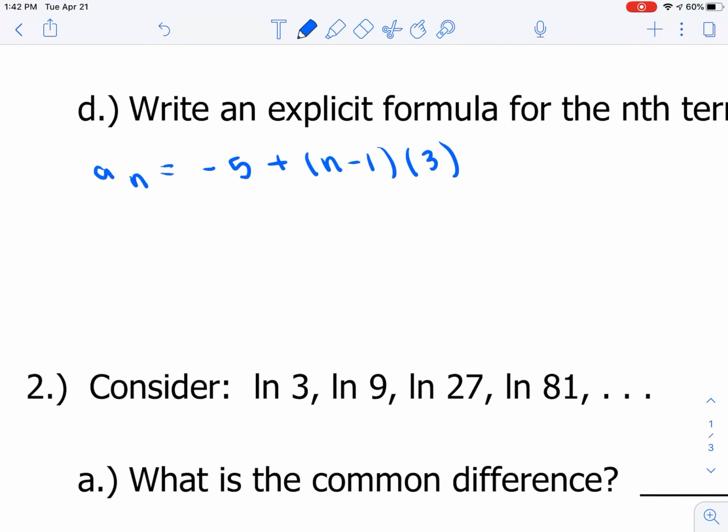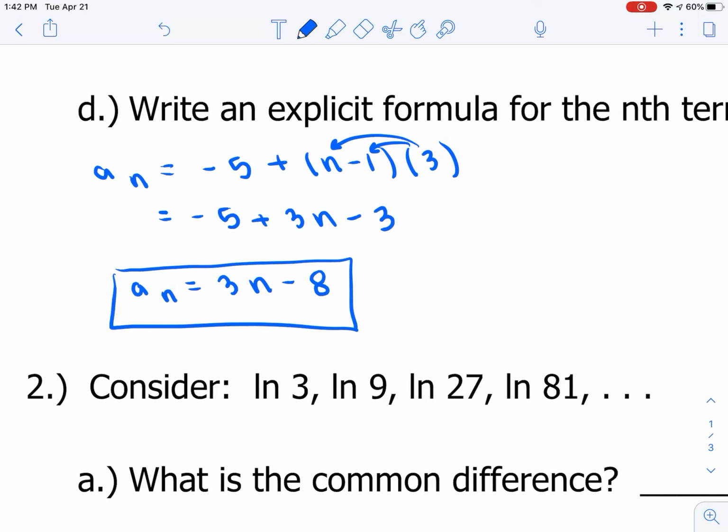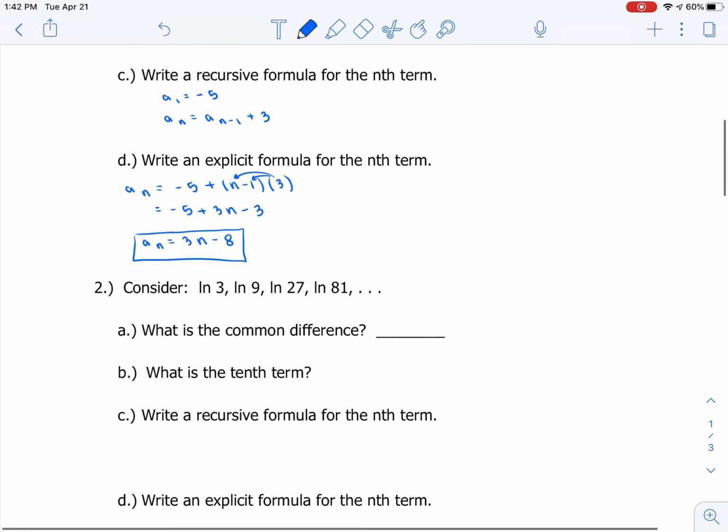Now, technically this is the rule, but let's simplify this. I can distribute this 3, and what I'll get is -5 plus 3n minus 3, and then when I simplify, I get my rule of 3n minus 8. So note, a linear function because it is in fact arithmetic.